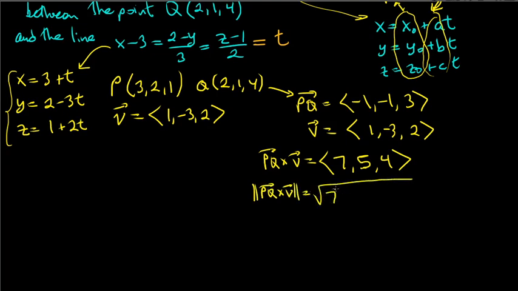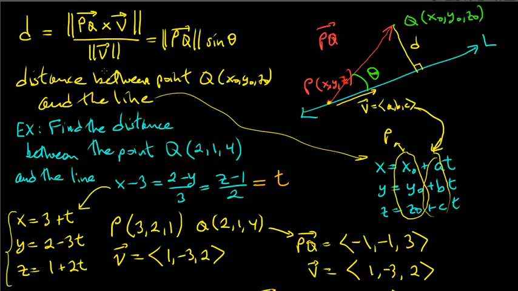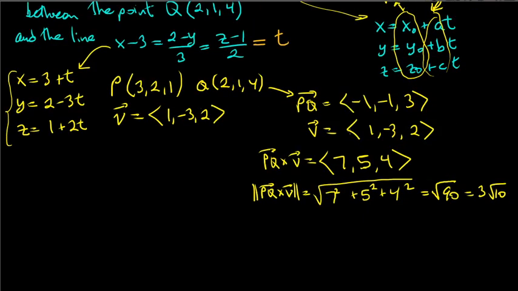Usual Pythagorean theorem, right? Or distance formula, right? 7 squared plus 5 squared plus 4 squared. Okay, I get the square root of 90, or if you prefer, 3 square root of 10 to simplify it. And what else do we need? The formula, we need to divide by the magnitude of V. And we never found the magnitude of V. But that's not hard. It's the same formula, right? Just with these components here. So 1 plus 9 plus 4.